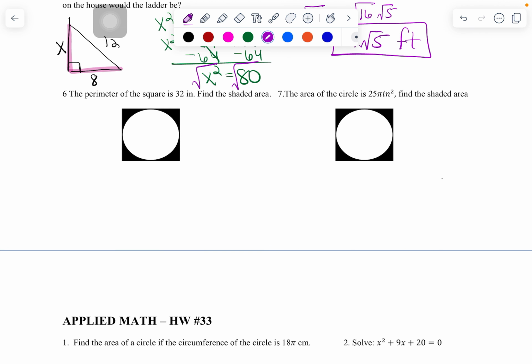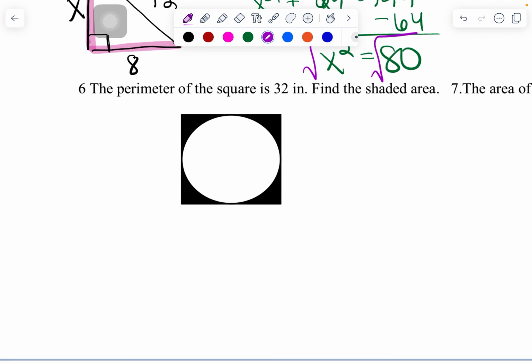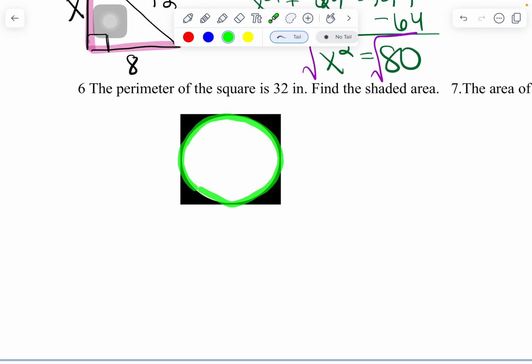For the last part of notes 33, I gave you two problems that are squares with a circle inside of them, and I'm giving you some piece of information. So in the first problem, problem number 6, I said the perimeter of the square is 32 inches. So here's what you need to know.